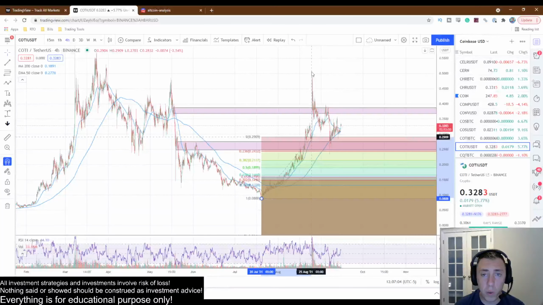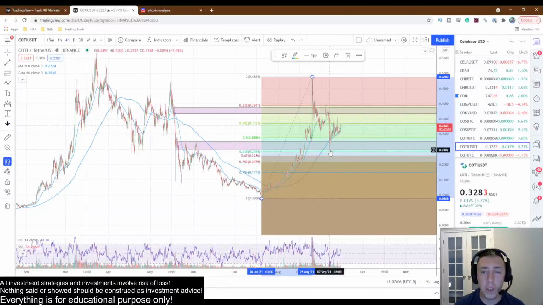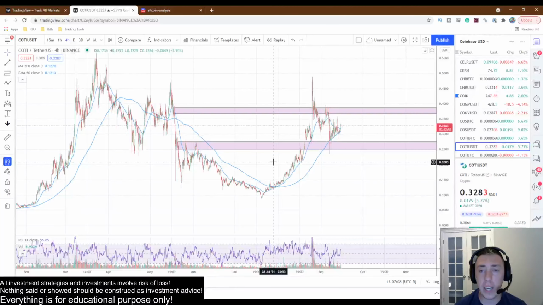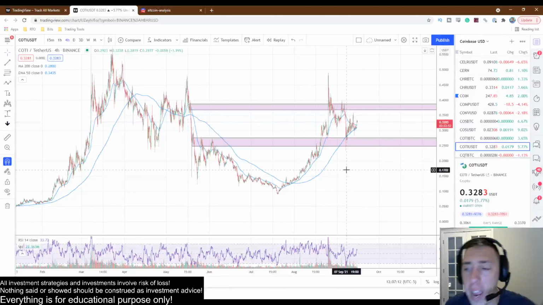Let me fix that real quick. There you go, golden pocket tap. I'm telling you guys, this stuff is cheating. It doesn't always work, but it's one way of having one indicator telling you that.